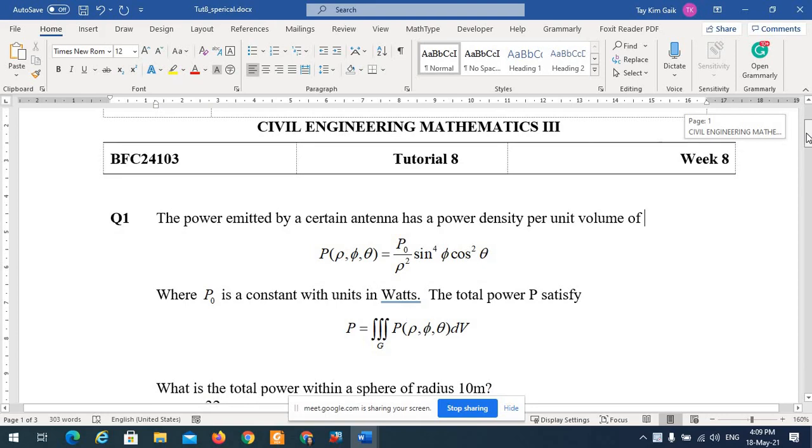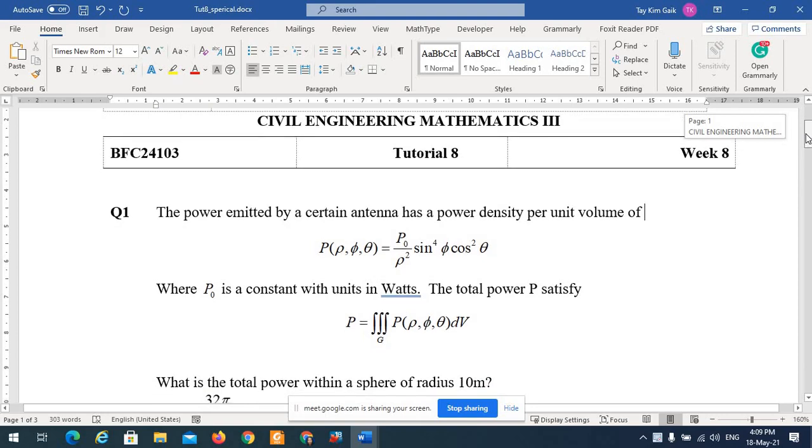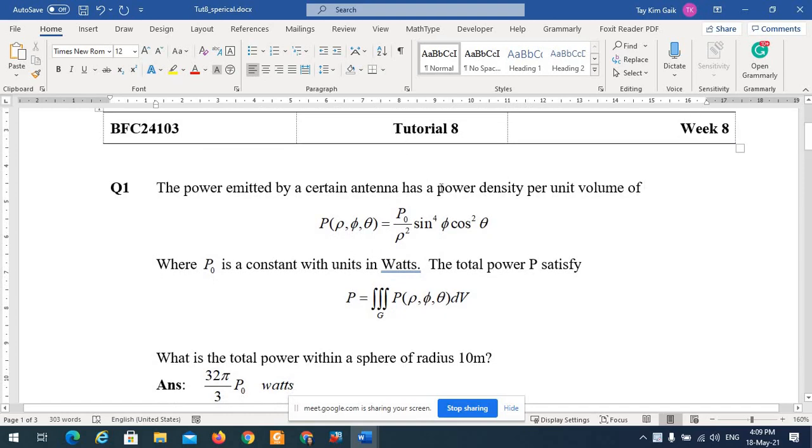Question 1: the power emitted by a certain antenna has a power density per unit volume, where P here is the power emitted by a certain antenna. In spherical coordinates, we have rho, phi, theta. The power density is P naught, where P naught is a constant with the unit in watts, divided by rho squared sin to the power 4 phi cos squared theta. Okay, this is a power.